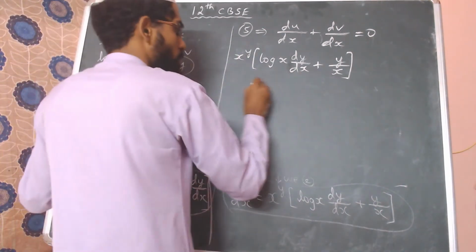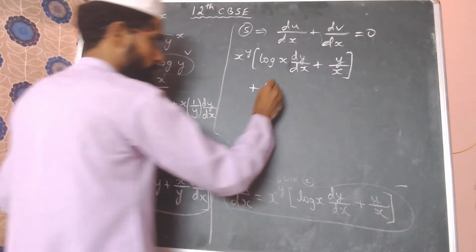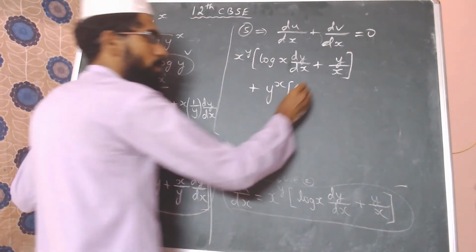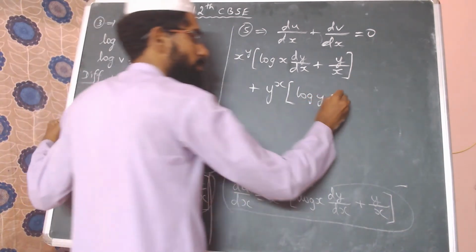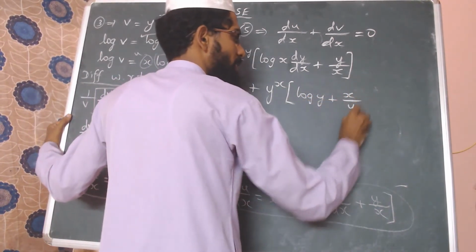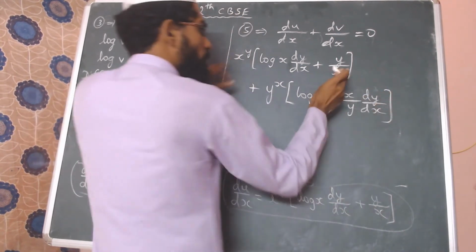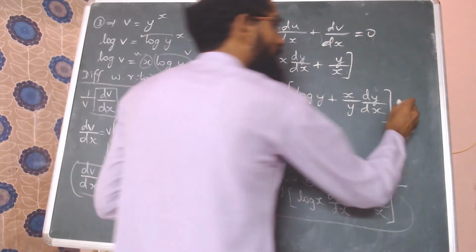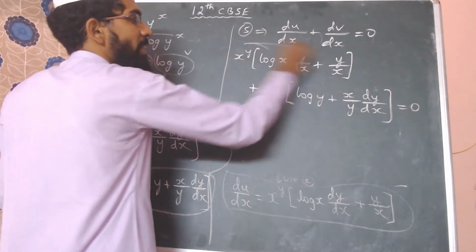Plus, what is dv by dx? It is here. So y power x into log y plus x by y dy by dx. So du by dx I have written here, plus dv by dx I have written here, equal to what? Equal to 0. Now if I multiply it inside, what will I be getting?